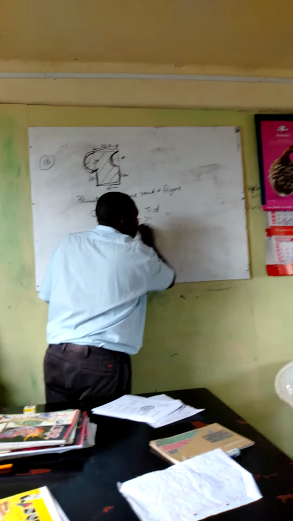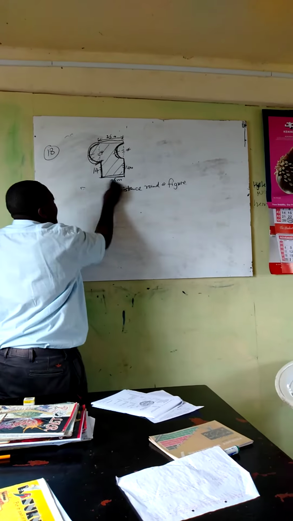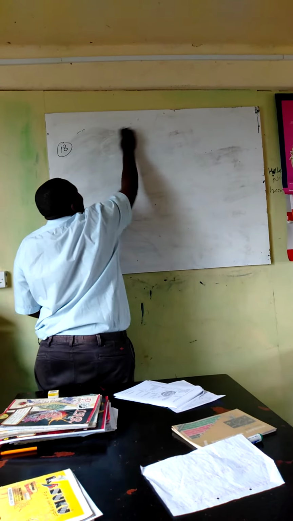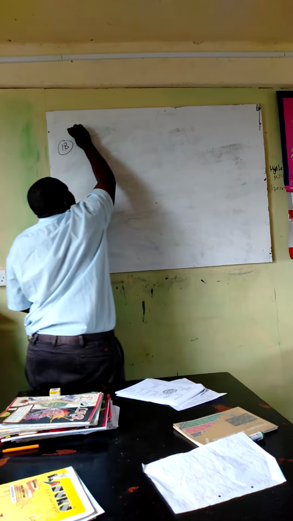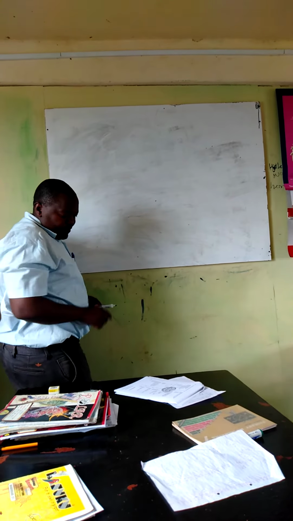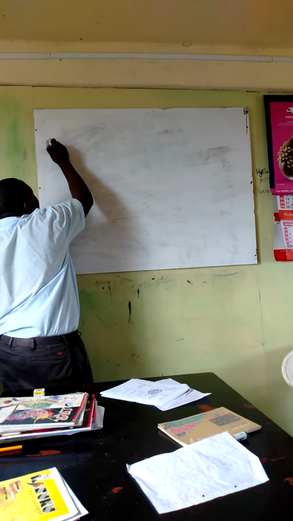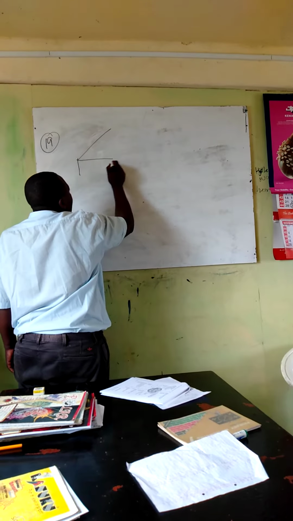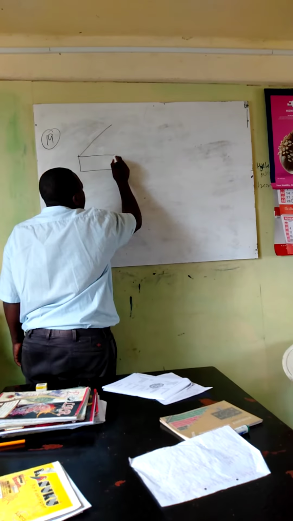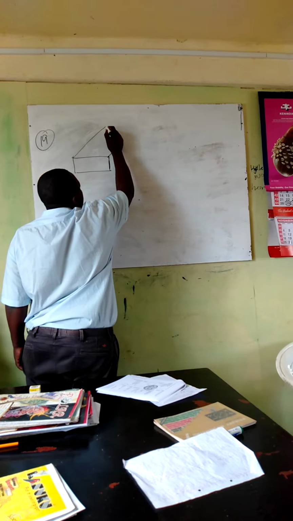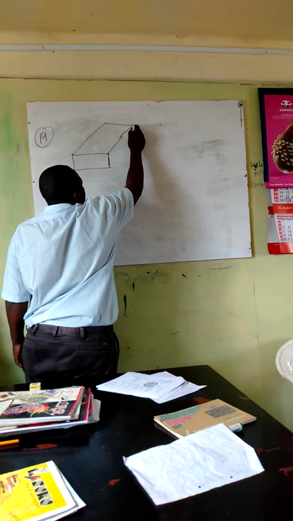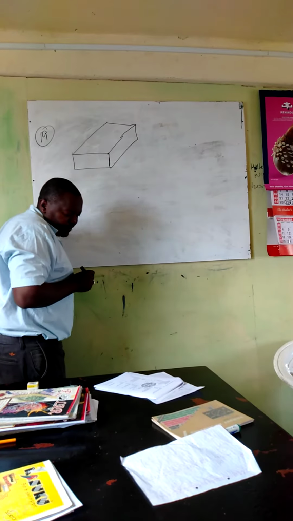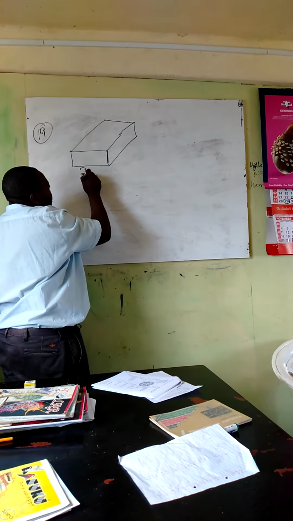Then we go to question 19. I hope you are taking note and you are keen. In question 19, there's also a diagram. This is called a cuboid. You can also call it a rectangular prism.